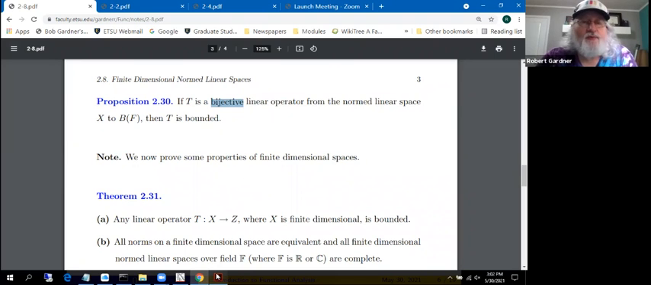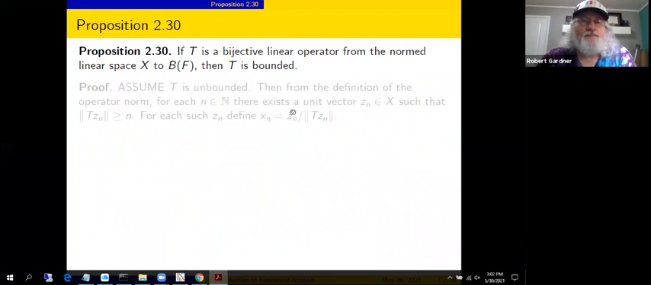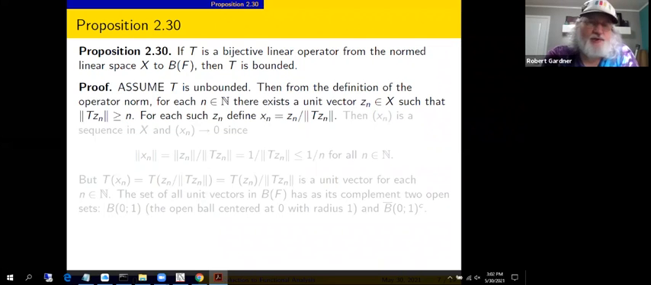So let's go through the proof of 2.30. If T is a bijective linear operator from the normed linear space X to B of F, then T is bounded. Let's do it by contradiction. Assume T is not bounded, assume T is unbounded. So we're looking for a contradiction from the definition of operator norm. For each n a natural number, there exists a unit vector z sub n in X such that the norm of T of z sub n is greater than or equal to n.